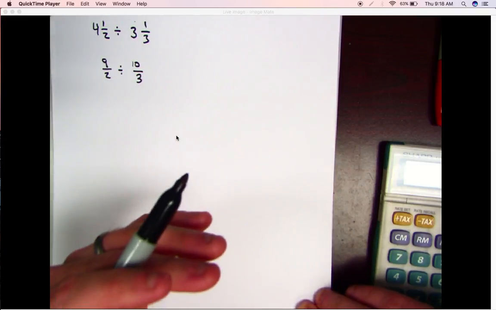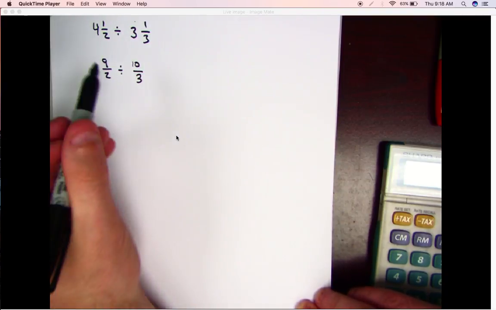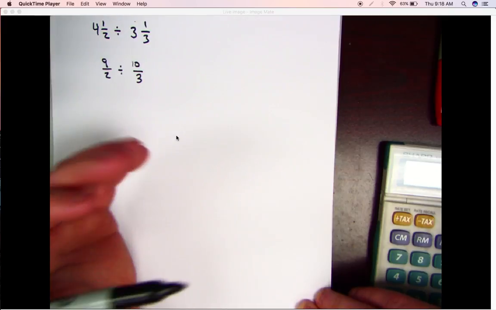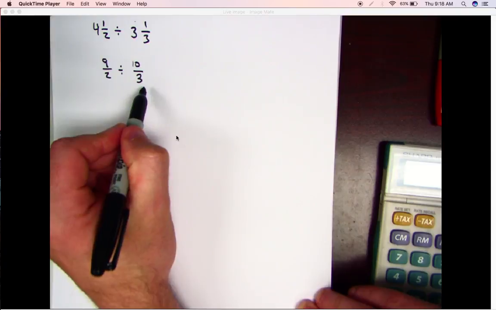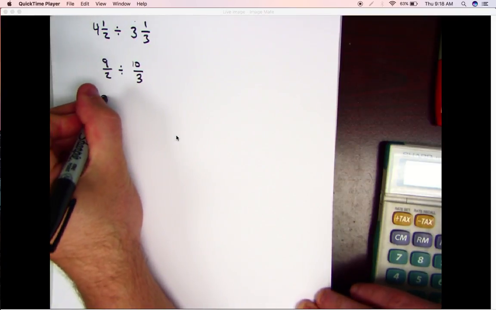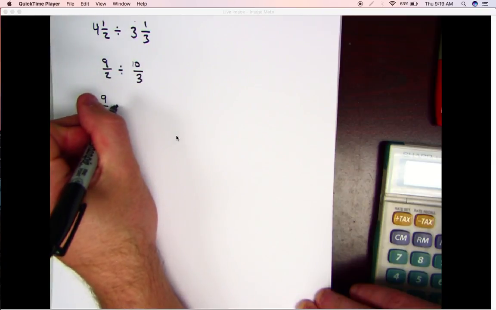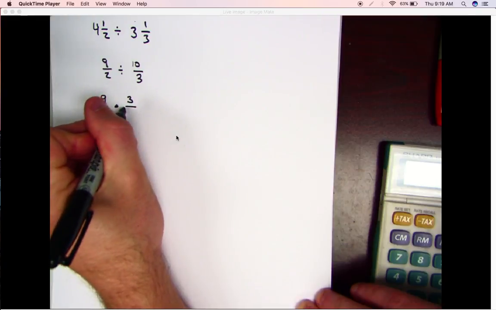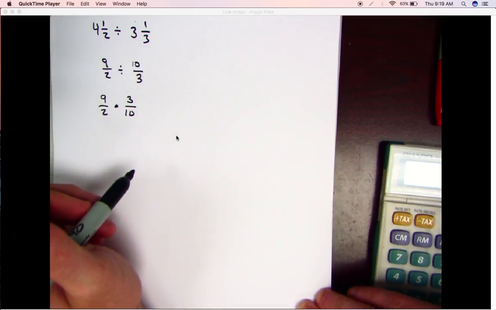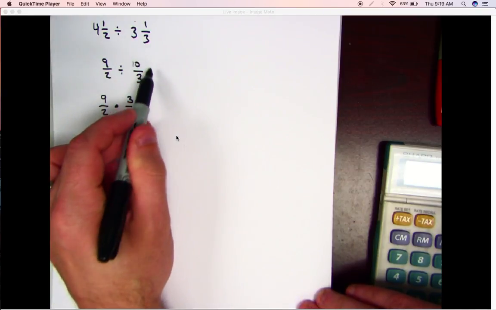Now, going back to your lecture videos and going back to your reading material, when we divide fractions, there was a good saying that said, keep, change, flip. In other words, we keep the first fraction just the way it is, we change that division sign to a multiplication, and we flip the second fraction, 3/10. So now, instead of dividing the two fractions, we're actually multiplying by the reciprocal of the second one.